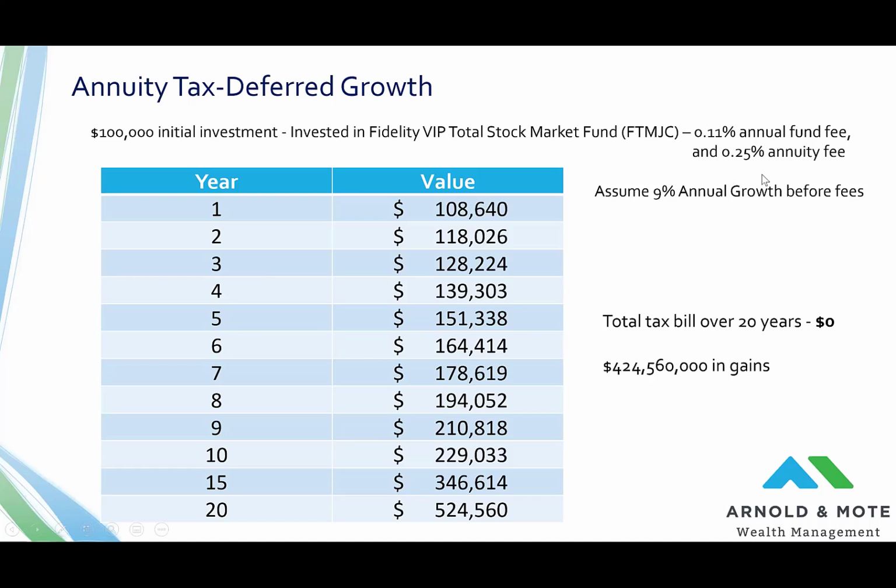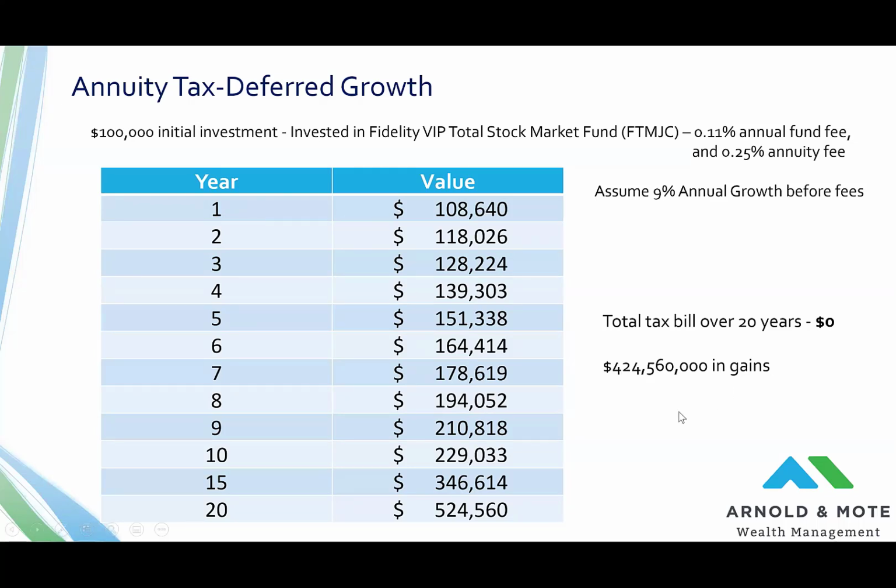And so here I show you have these fees on the annuity, that same growth rate that's assumed, but you have a little bit higher fees. And so your net growth rate is a little bit lower because now we're paying 0.36% in total fees rather than 0.015%. And so over those 20 years, you see that $100,000 investment grow into $525,000 or so. What the insurance companies are going to highlight is that your tax bill over that 20 years is $0. And a lot of people like seeing that.